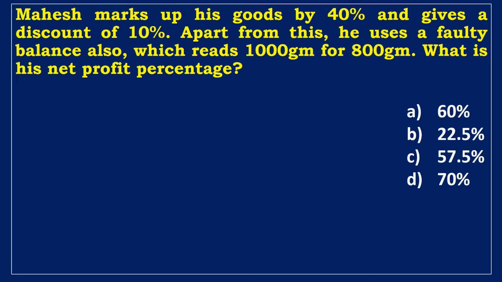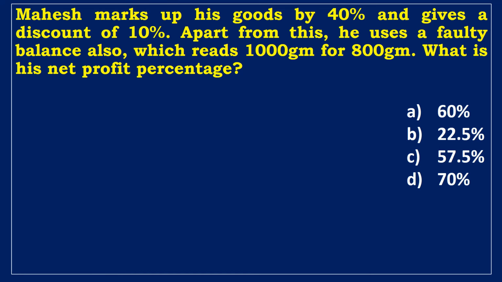Let's look at the third example to better comprehend this profit or loss with dishonest shopkeeper concept. Mahesh marks up his goods by 40% and gives a discount of 10%. Apart from this, he uses a faulty balance also, which reads 1000 grams for 800 grams. What is his net profit percentage?